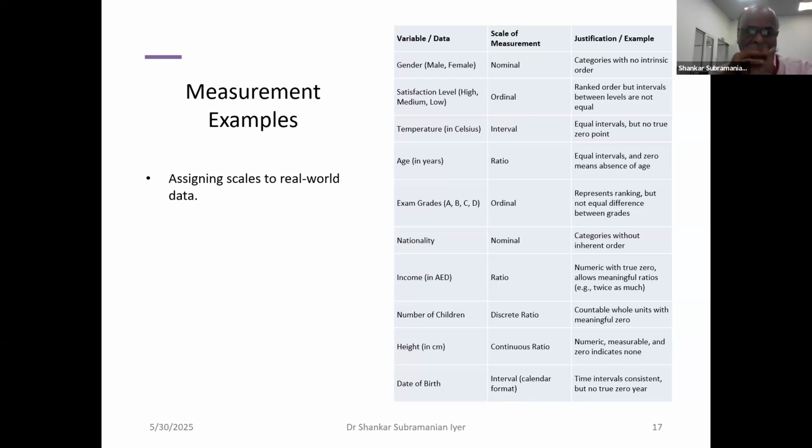Income in dollars or AED, in any currency, is a ratio. It's numeric with a true zero and allows meaningful ratios, for example, twice as much. Number of children is a discrete ratio: countable whole units with a meaningful zero. Height in centimeters is a continuous ratio: numeric, measurable, and zero indicates none. Date of birth is definitely an interval, in a calendar format: time intervals are consistent, but there is no true zero here.